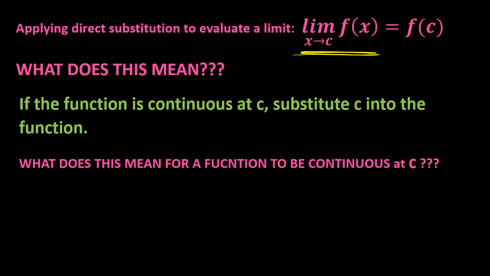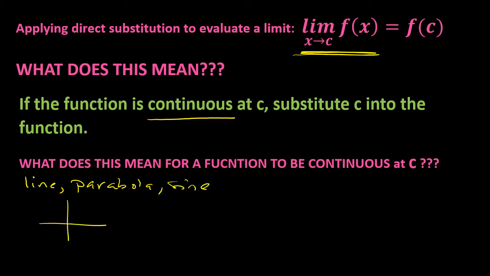So another key word we probably need to discuss is this word right here, continuous. A lot of the algebraic functions that you have talked about in the past are continuous functions. A line is a continuous function, a parabola is a continuous function, a sine function is a continuous function. So basically these functions can be drawn from left to right and have a domain that goes from -infinity to infinity. There are no breaks in these graphs.